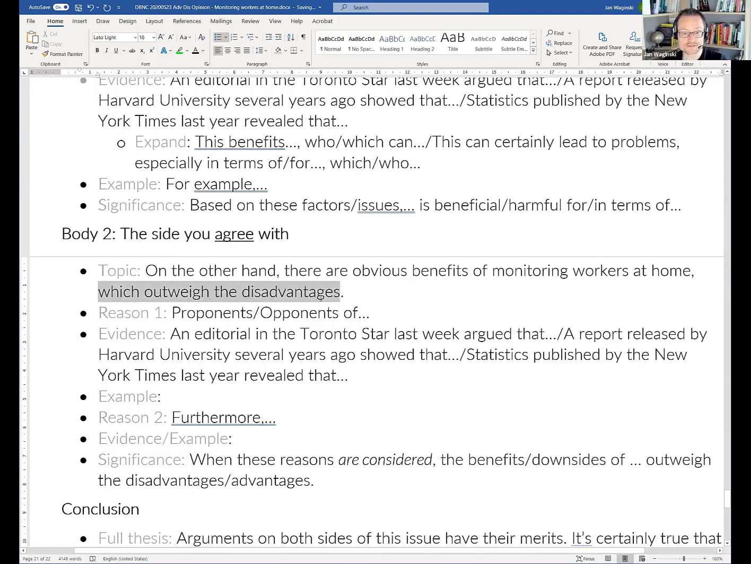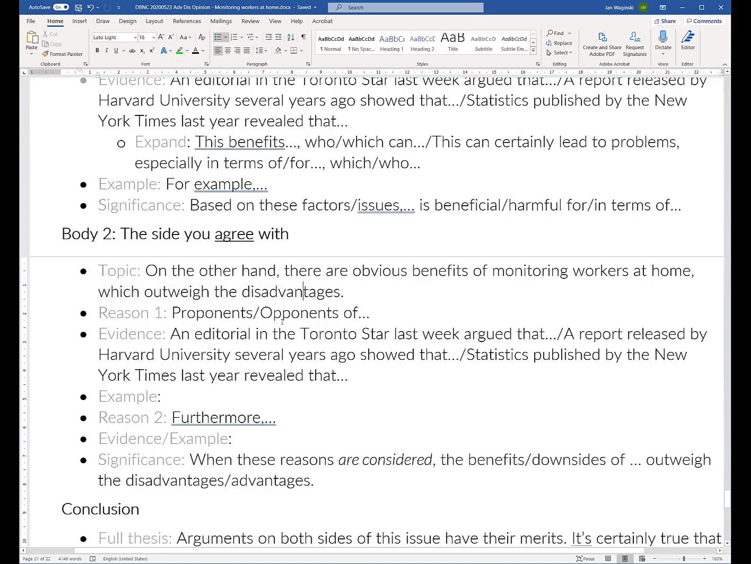Yes, this statement is important. It often seems clear to you what your position is, but it's not as clear as it could be for the reader. Just put these 4 words in, and then your position on the issue is crystal clear: which outweigh the disadvantages. On the other hand, there are obvious benefits of monitoring workers at home, which outweigh the disadvantages.